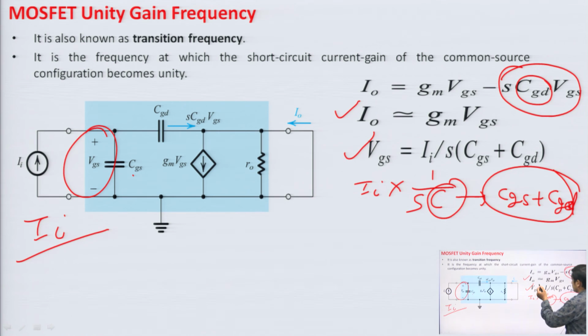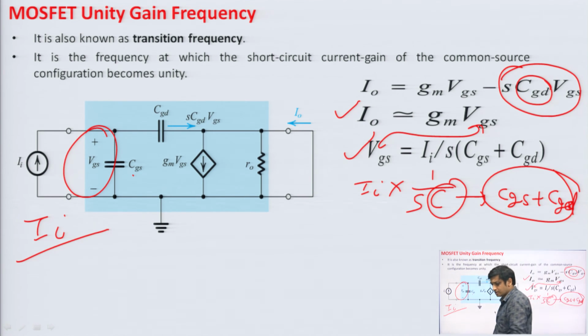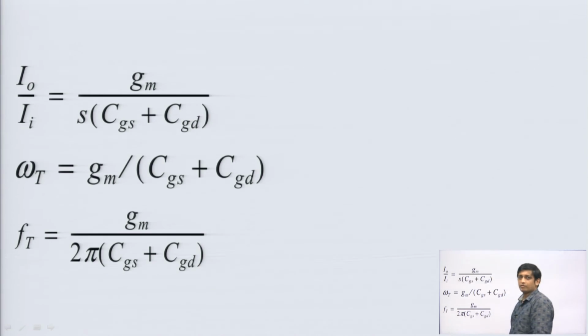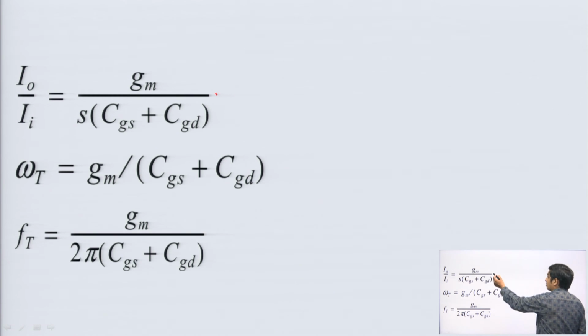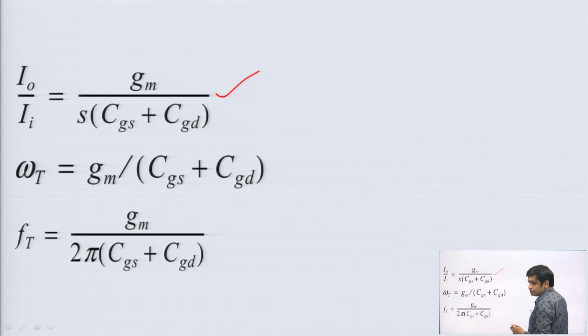So, just put the value of VGS in the equation of Io and rearrange the terms and find out the value of Io upon Ii. Io upon Ii is gm upon S into (CGS plus CGD).